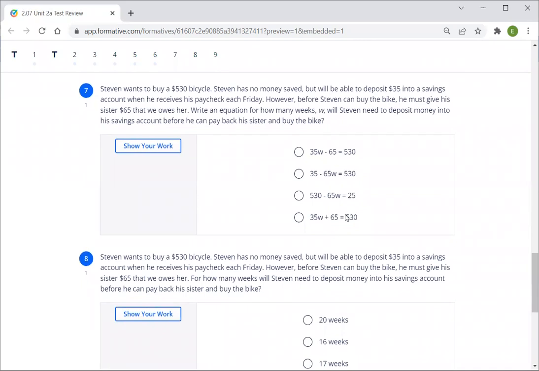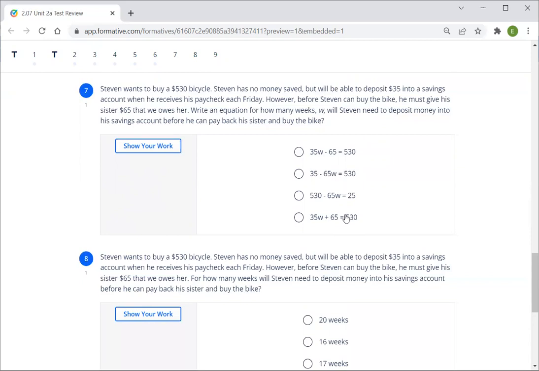Next problem. Stephen wants to buy a $530 bicycle. Stephen has no money saved, but he was able to deposit $35 into a savings account he receives each Friday. Before he can buy the bike, he has to pay his sister back $65 that he owes her. Write an equation for the weeks W Stephen will need to deposit money into a savings account before he can pay his sister back and buy his bike. So we want to think about that.